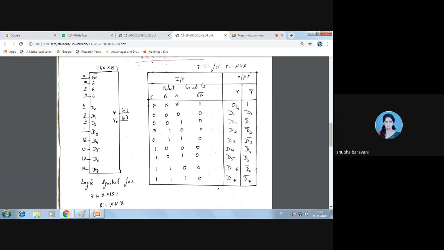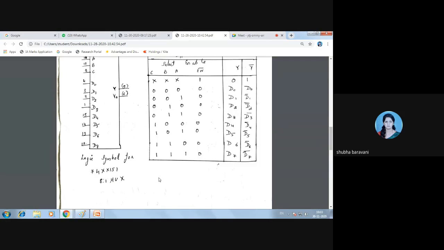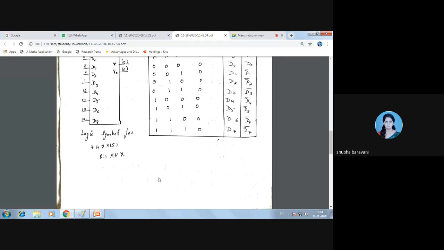Okay, so what you can do is, from your side, you can analyze the remaining truth table for 8 to 1 mux. This has to be analyzed by you people. I hope that can be done. Okay, you have to do this. Shall we proceed?